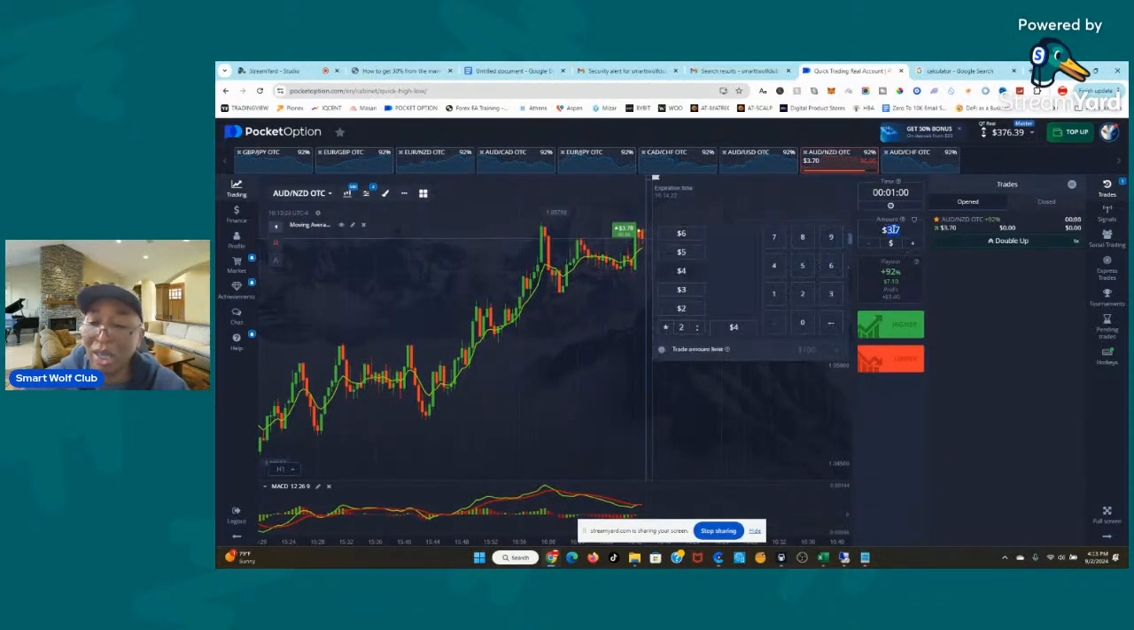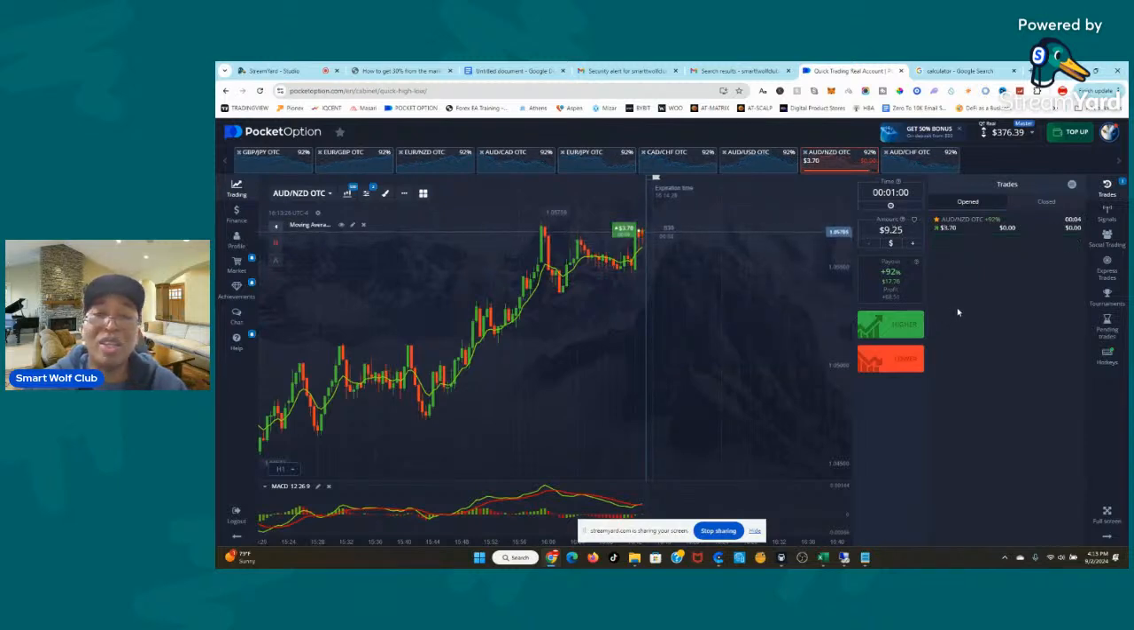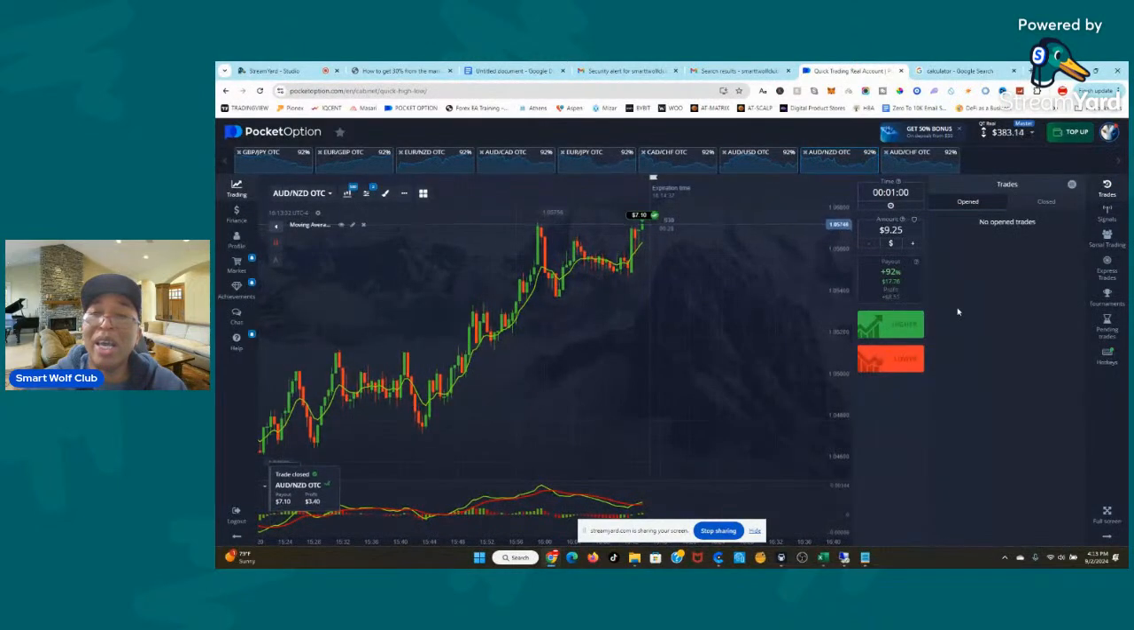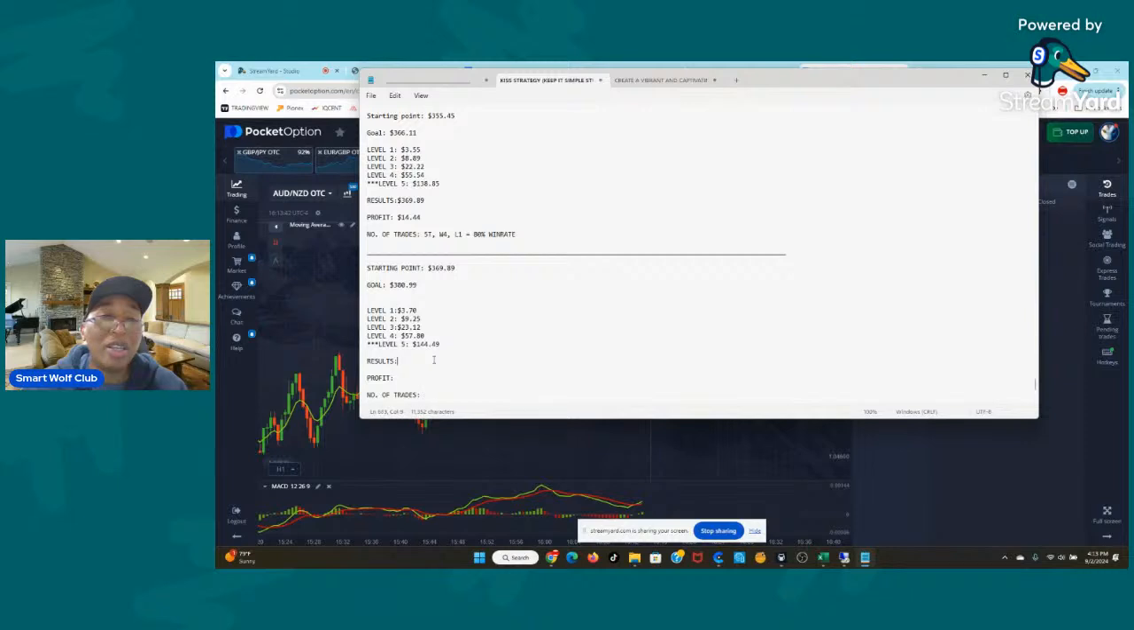So let's prepare ourselves for the next trade, which we're going to take at 9.25 just to hedge our loss here. If this doesn't behave, well, it is behaving, and boom, it behaved. All right, so guys, we made our target and then some. We went more, 383.49. Our goal was 380.99, but we are way above.